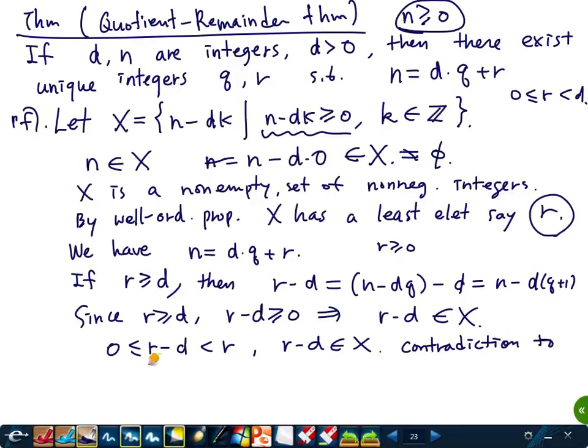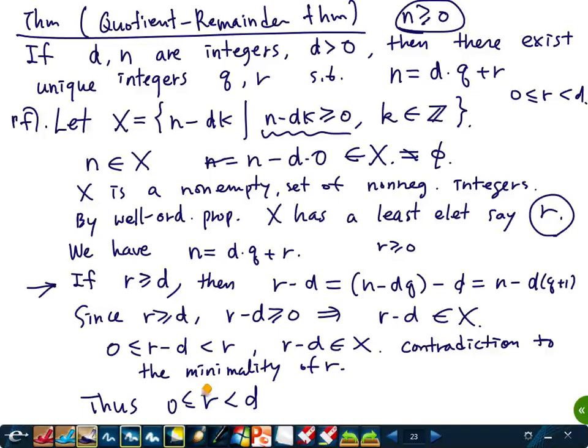Contradiction to the minimality of r. That means this assumption was wrong. Thus, r must be less than d, and we know that r is greater than or equal to 0. So we have found such an example, n equals dq plus r, with this condition. So we have shown that there is an integer r and an integer q satisfying this.